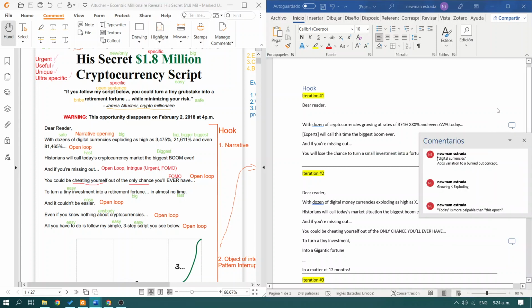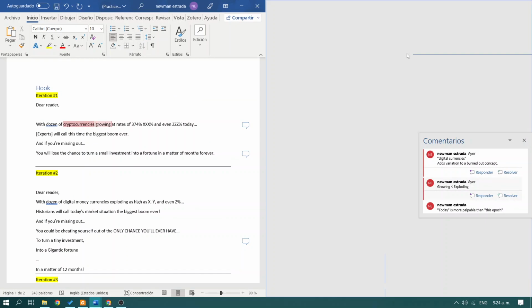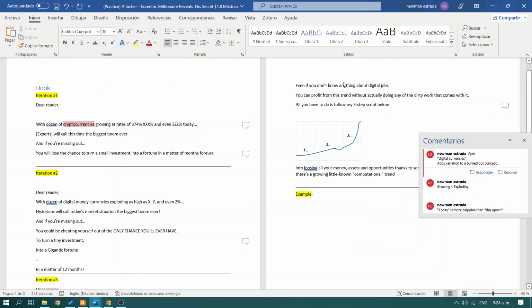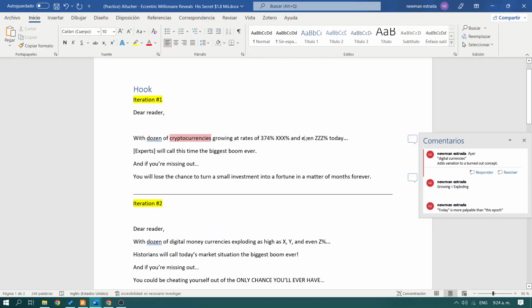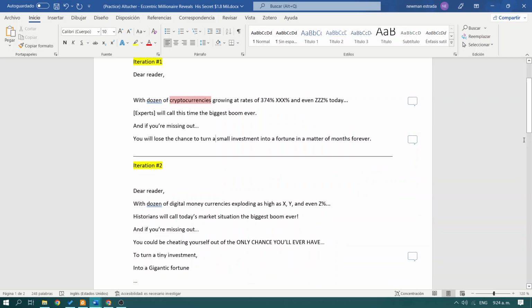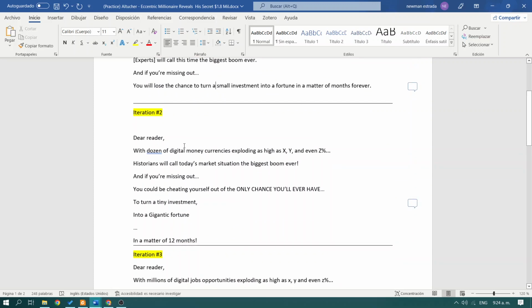So, thanks to these observations, I made my next iteration. I forgot my sales letter for a while, and I tried to correct these mistakes. This is my second iteration. Dear reader, with dozens of digital currencies exploding as high as X, Y, and Z%, historians will call today's market situation the biggest boom ever.